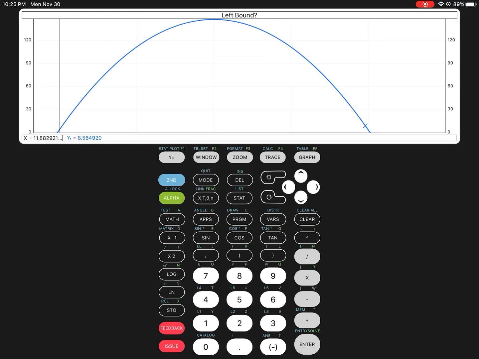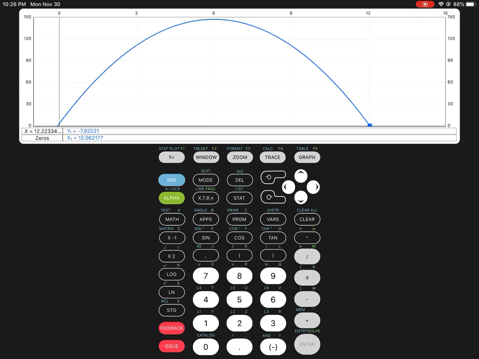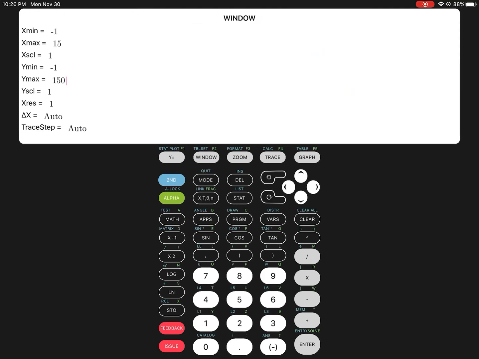Now in this case, left is above the x-axis, so I can see that my y values as I scroll are still positive. I'm going to push enter, and then I'm going to need to scroll so that my y values are negative. It's difficult to see, so I could have even changed my window to maybe a minimum y of negative 10 or something like that.